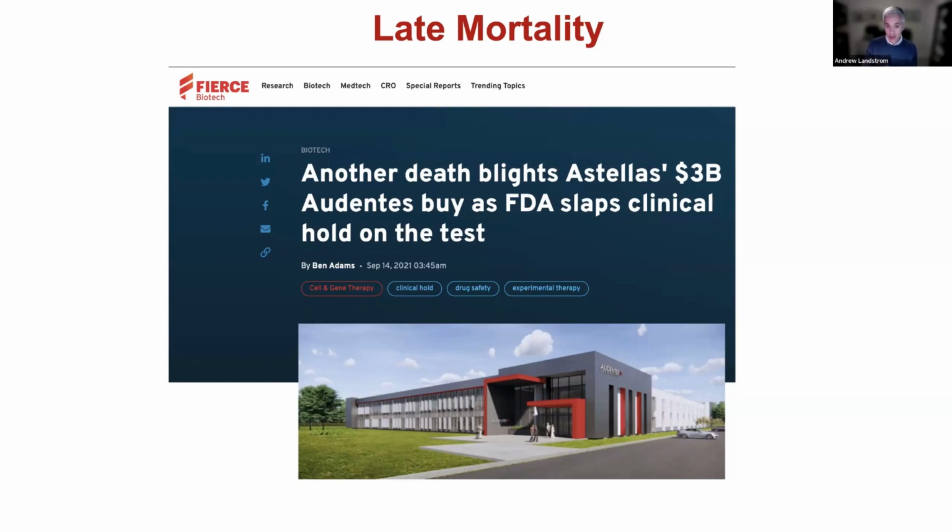Astellas or Adentis had a clinical trial for using AAV to treat a myopathy, a skeletal muscle disease. And they gave it to a number of individuals to test safety. And over a year after the virus went in, they had 4 deaths. And it was really a tragedy. Why is it that these individuals who seemed to do well for a year then had these deaths very, very late?